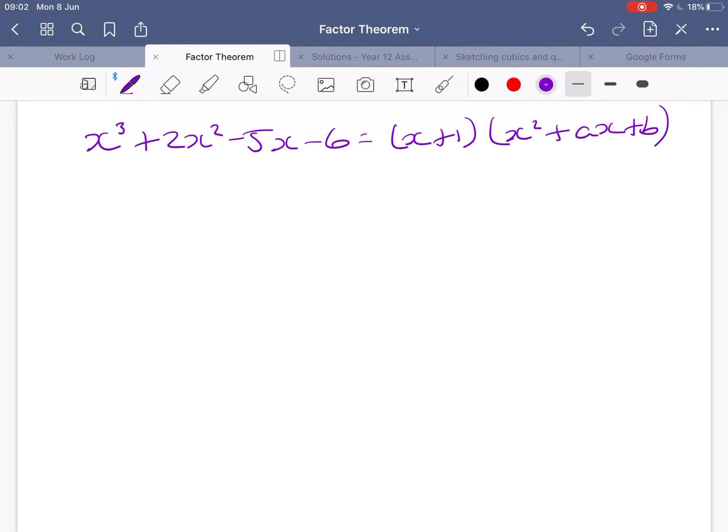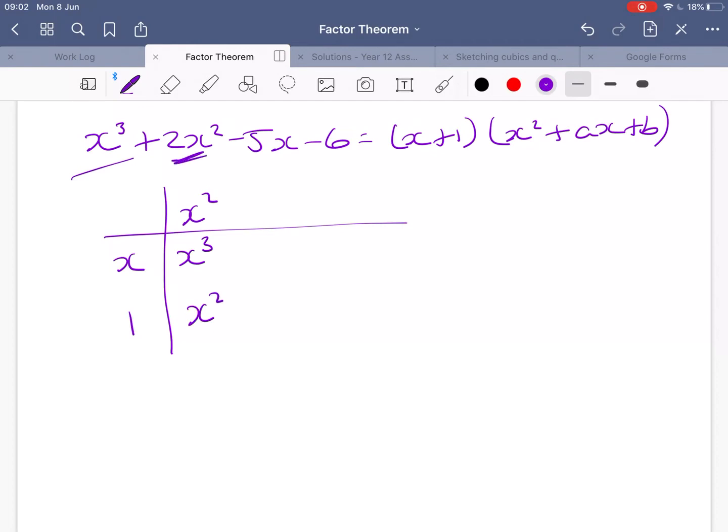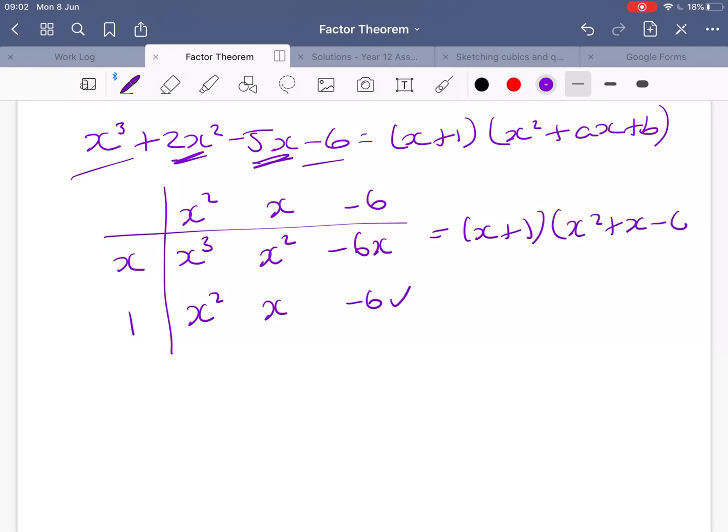And this is where it comes back to last lesson, because I now do my polynomial division. I've got an x cubed, so that needs to be x squared, and that needs to be x squared. I want 2x squared, so I need an extra x squared, so that's going to be an x, and that's going to be an x. I want minus 5x, so I need to put a minus 6x there. So that's going to be minus 6, and that's minus 6, and that's my check. So there we go. So my cubic becomes x plus 1 times x squared plus x minus 6.